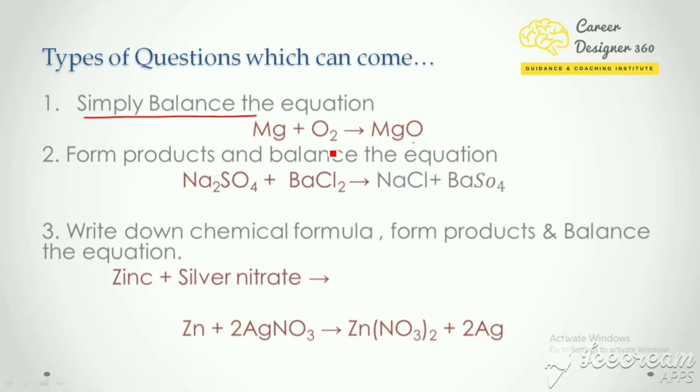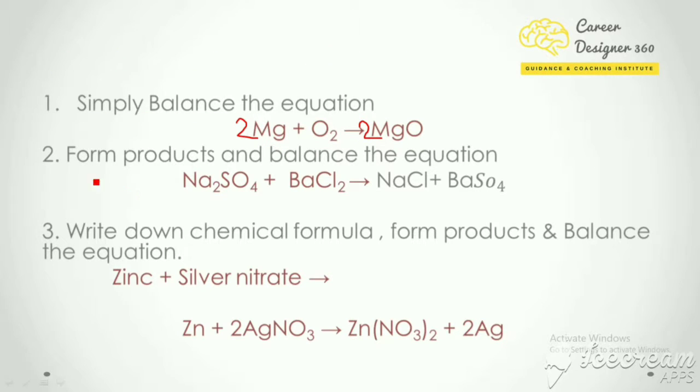For example, here we have 2 atoms of oxygen on the left hand side, whereas 1 atom of oxygen on the right hand side. Thus what we have to do is add a stoichiometric coefficient 2 in front of magnesium oxide on the right hand side and 2 in front of magnesium on the left hand side, or the reacting side. So this is the very first type of question which can be framed.